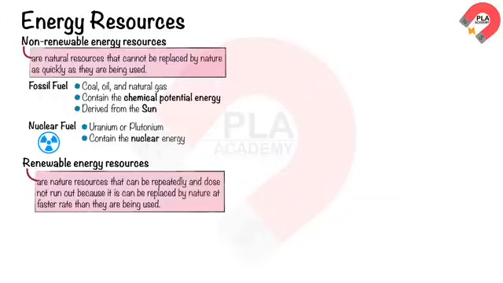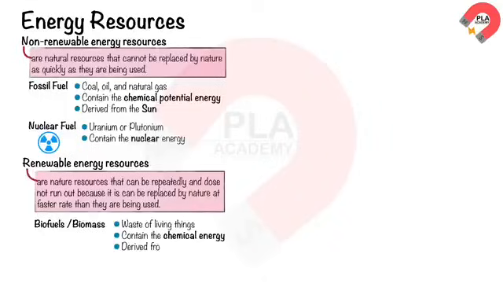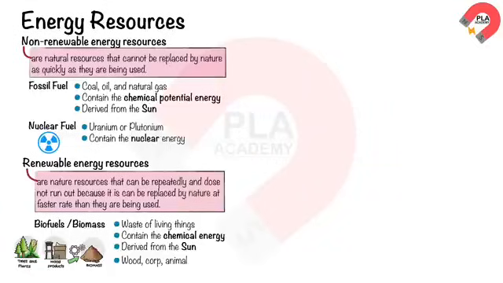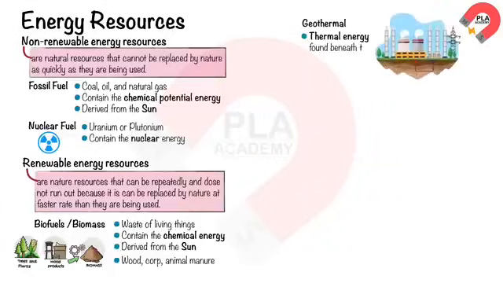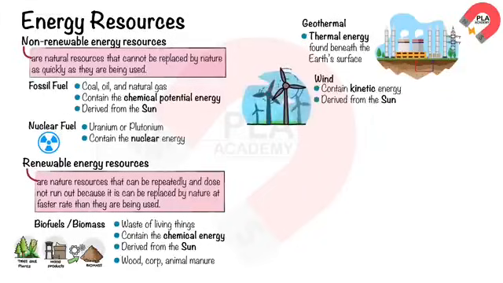Examples of renewable energy resources include biofuel or biomass, which is the waste of living things and contains chemical potential energy derived from the sun during photosynthesis. Some biomass includes wood from trees, food crop residues, and animal waste. Geothermal energy is the thermal energy found beneath the Earth's surface. Wind energy contains kinetic energy derived from the sun.